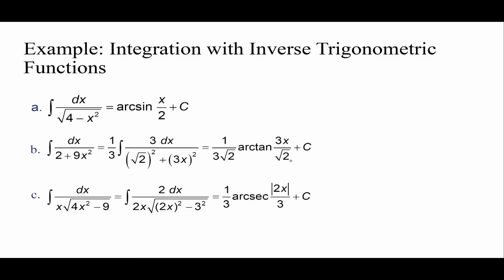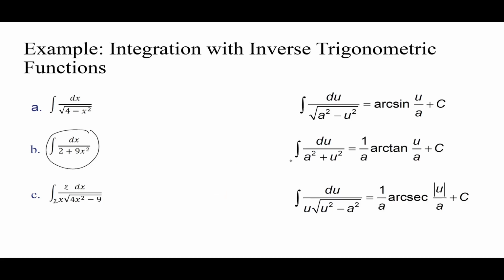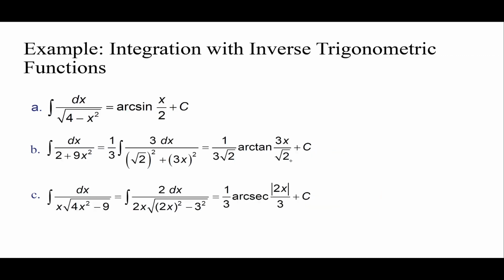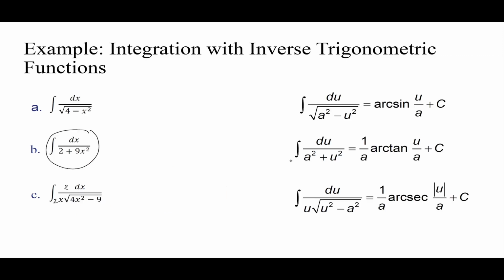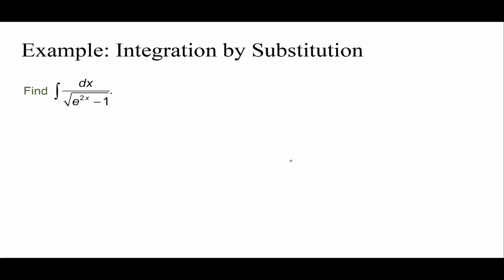So by using this formula, the answer for this one is sine inverse of x over 2. For the next one, you just have to plug the values of a and u into the corresponding formula. You see here 2 times 2, and then it's 1/3 secant inverse of the absolute value of 2x over 3. That's coming from the formula: secant inverse of the absolute value of u over a.